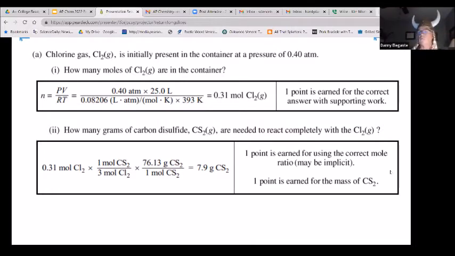So 1 point for the mole ratio. As long as you put 1 to 3, you get a point there. And then you get 1 point for the answer that you got that corresponds to the answer above. So most of y'all got 7.9 grams. That's great. But if you happen to put in a different number of moles to begin with, as long as you did the math right and it set up like that, then you would get the points for subpart II. So that's great.